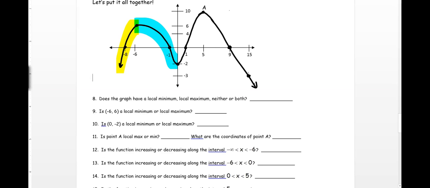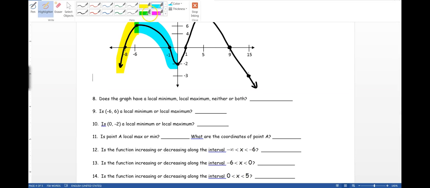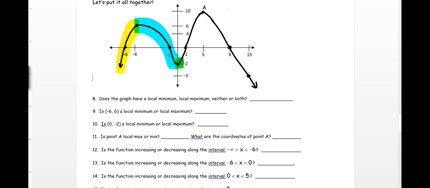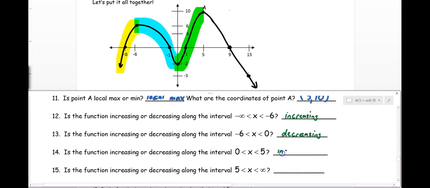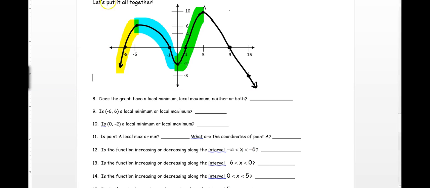From 0 to 5. So if I look at the graph now from 0 to 5, here's 0 where I left off, up to 5. I went up along my graph, which means that I am increasing. And the last interval is from 5 to infinity. So 5 is where I left off, and infinity is the right arrow, and along my graph I went down, which means that I am decreasing again.